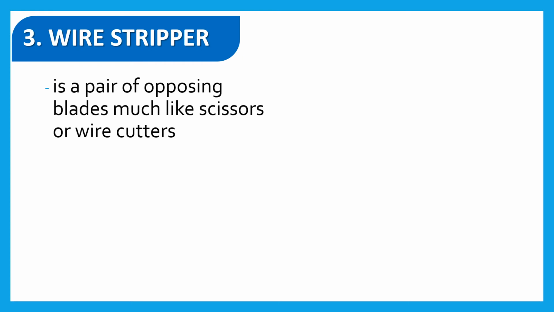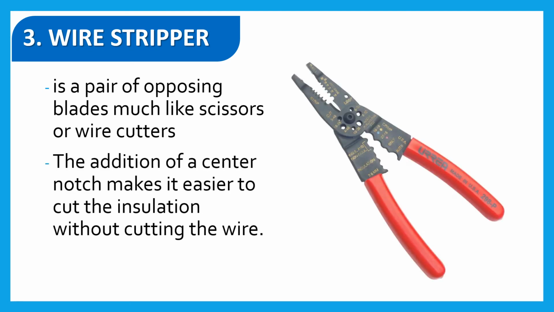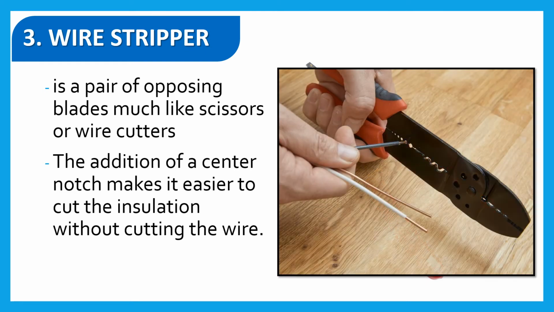Number 3, wire stripper. It is a pair of opposing blades much like scissors or wire cutters. The addition of a center notch makes it easier to cut the insulation without cutting the wire.